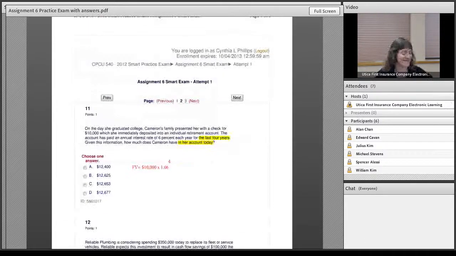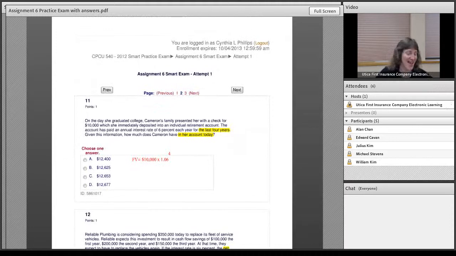Okay, next one. On the day she graduated college, Cameron's family presented her with a check for $10,000, which she immediately deposited into an individual retirement account. The account has paid an annual interest rate of 6% every year for the last 4 years. So how much is in her account today? So because I want to know what the account is today, but I put the money in 5 years ago, this is actually a future value formula.